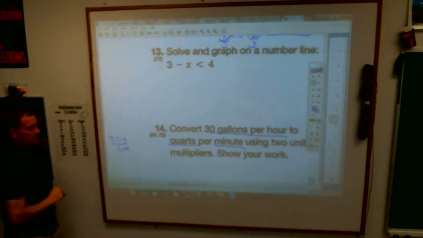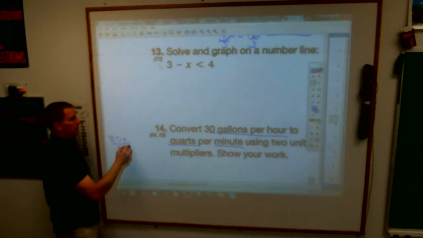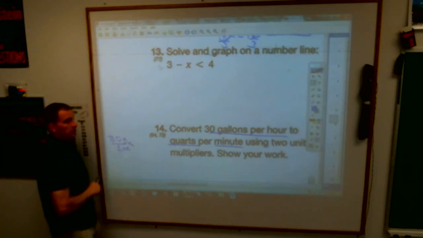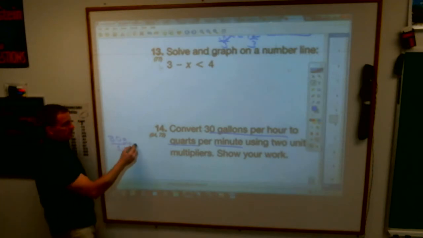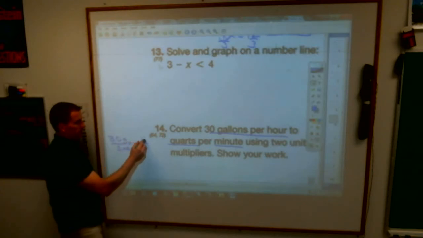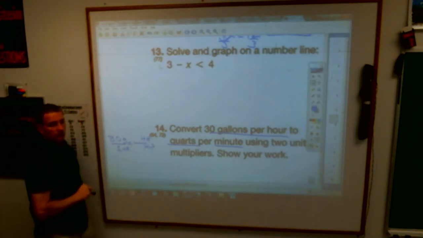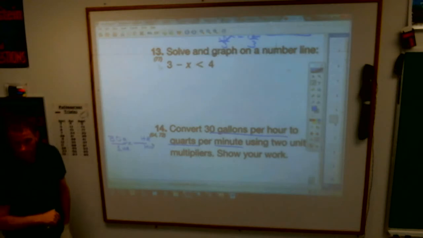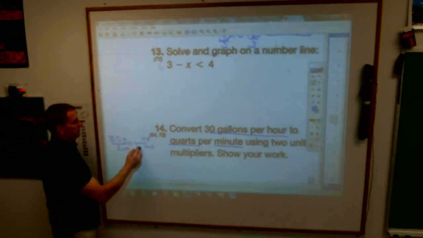Pretty simple process. You have to do it one step at a time, and it doesn't matter what you do first. Mitch, which would you like to do first? You want to change the gallons to quarts or the hours to minutes? Hours to minutes. Right, so if we do that, what does my unit multiplier have to look like? Since hours are down here, where do they have to go over here? On top. And I'm changing it into minutes. And hopefully at the 7th grade level, you know how many minutes are in an hour? So I put my 60 in there.